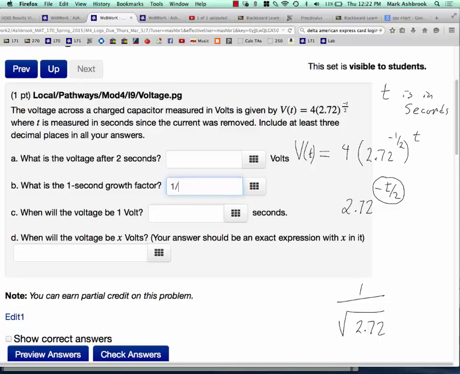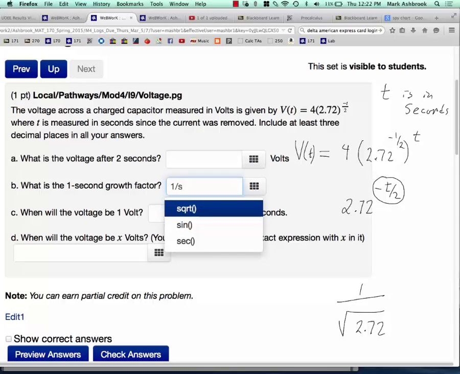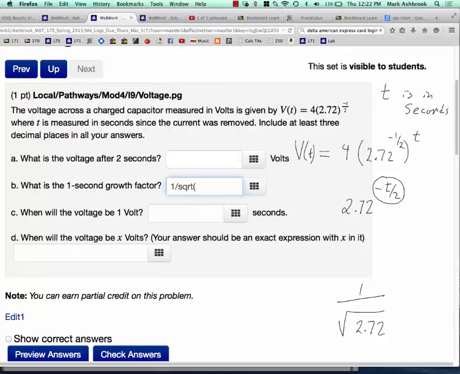So I'll just do 1 divided by square root. Exact answer, so that'll be an exact value. Voltage after 2 seconds, you're just going to do V of 2, right? It'll just be V of 2.